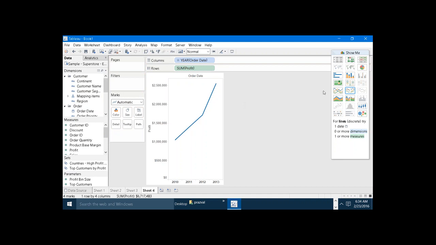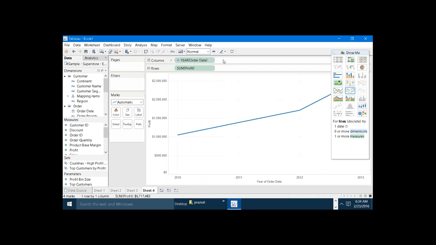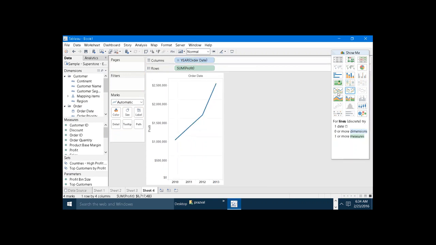These lines are divided into types. In fact three types: continuous lines, discrete lines, and dual lines. What is the difference between discrete and continuous? If you click on the continuous line, Tableau will take the continuous date field here. And if you click on the discrete line, Tableau will take the discrete field.